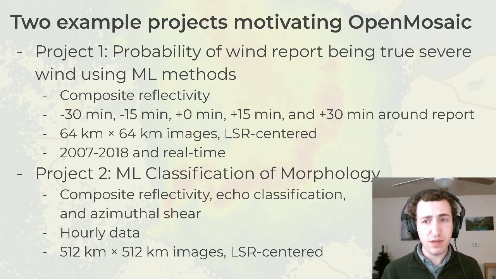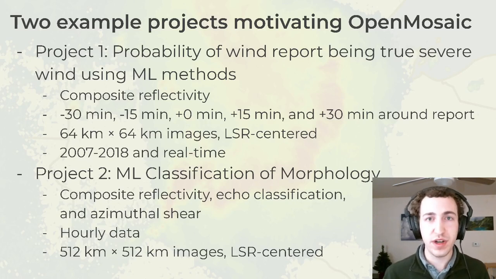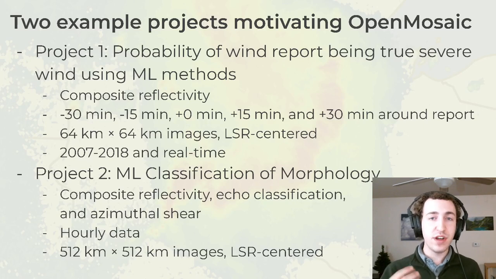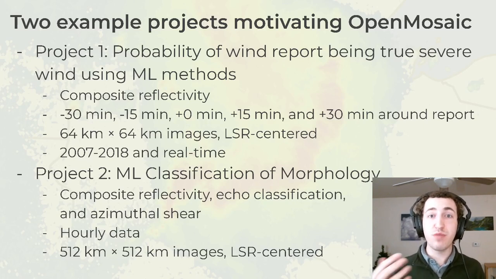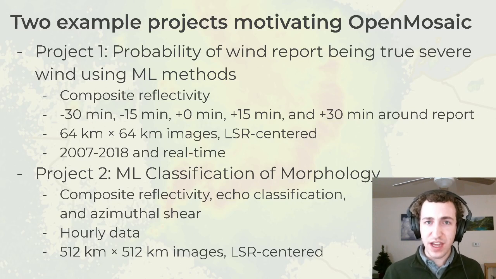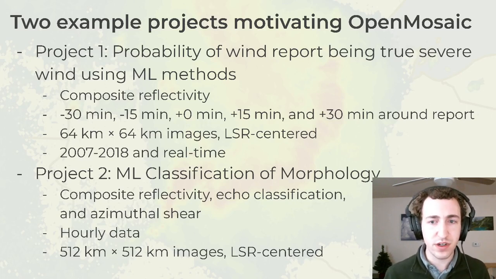64 kilometer square images centered on the local storm report. The range of study is primarily 2007 to 2018, and also the ability to run it in real time during the Hazardous Weather Testbed. The second project, that one's mine personally, is working on machine learning classification of MCS morphology, or storm mode. And this I'm hoping to have composite reflectivity, echo classification, and azimuthal shear to help pick out details of stratiform versus convective and various mesocyclone signatures.